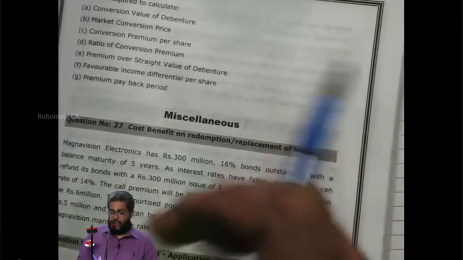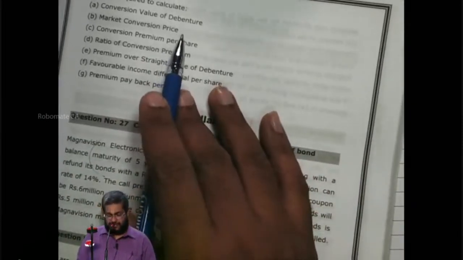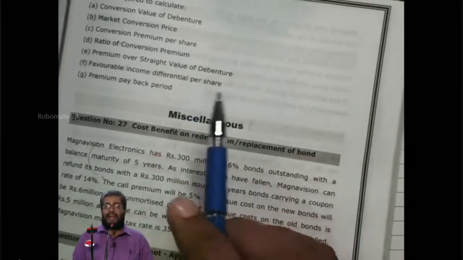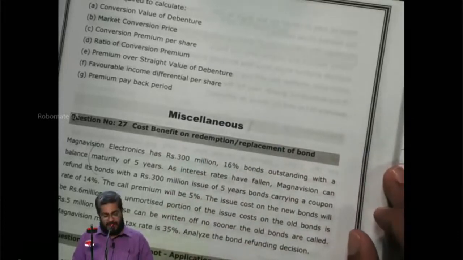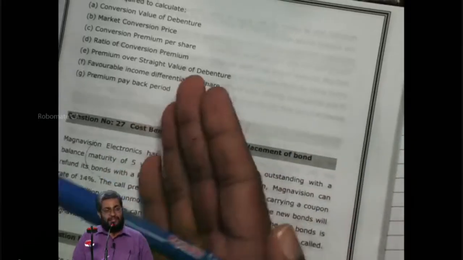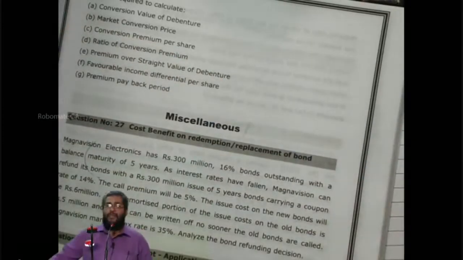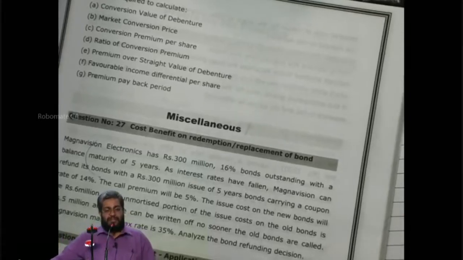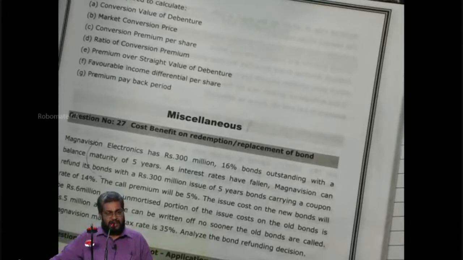Part B, market conversion price. Underline that. This is another name for conversion parity price. We had calculated conversion parity price or not? In which sum? Previous sum, or the second previous sum? Write down. Market conversion price is another name for conversion parity price.